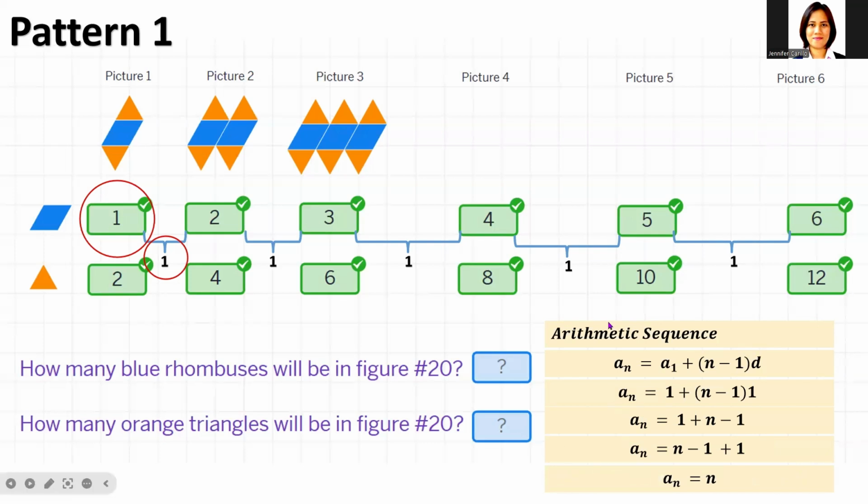This means that the nth term is equal to the number of rhombuses. Therefore, in the first term, there is one rhombus. In the second term, there are two rhombuses. In the third term, there are three rhombuses. With this formula, we can now get the number of rhombuses in figure 20. If we let n be 20, therefore a sub n is also 20.